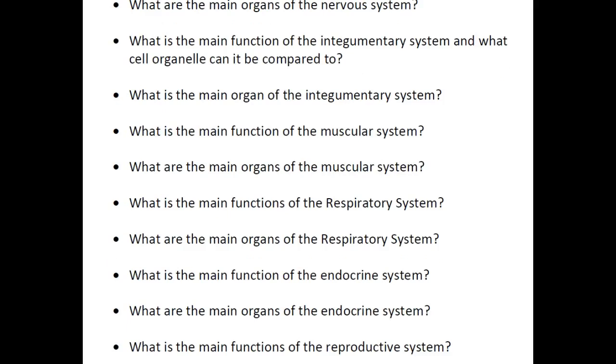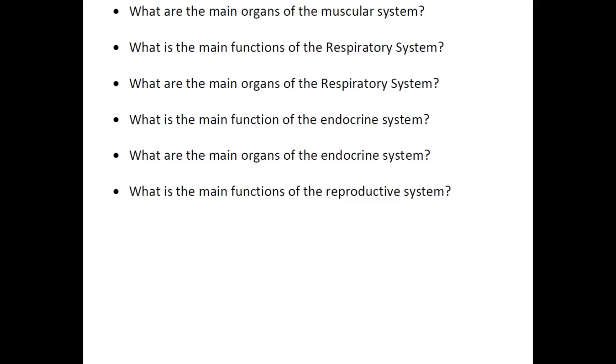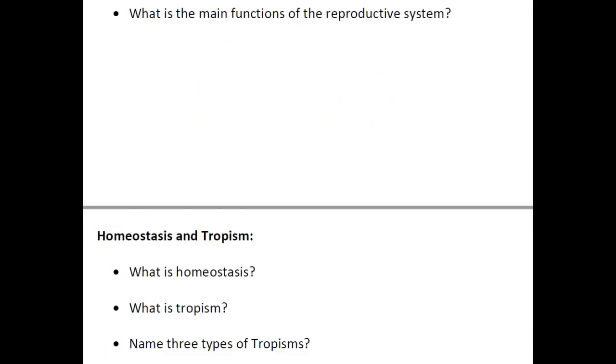What is the main function of the endocrine system? The endocrine system is made up of many glands that secrete hormones, and this helps regulate metabolism in the body. What are the main organs of the endocrine system? Well, there's many of them. The pituitary gland, the thyroid gland, the pancreas. What is the main function of a reproductive system? That's pretty obvious. It's to reproduce.